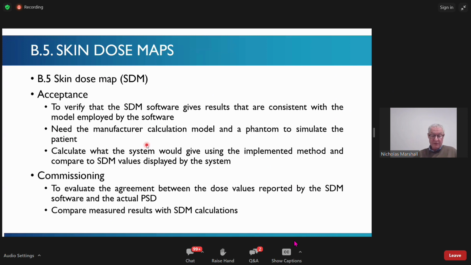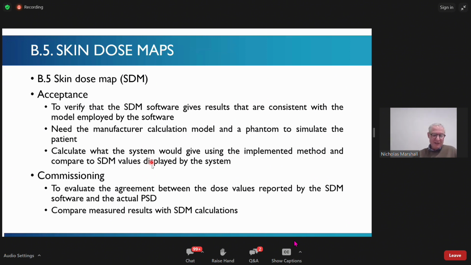So you need to actually communicate quite closely with the manufacturer, ask for their calculation model. You set some views and projections, measure the X-ray factors, you put those into the model offline, and then see that the system is displaying the things that you've calculated with the offline method. I think that's how that works. Someone will correct me on that if that's wrong.